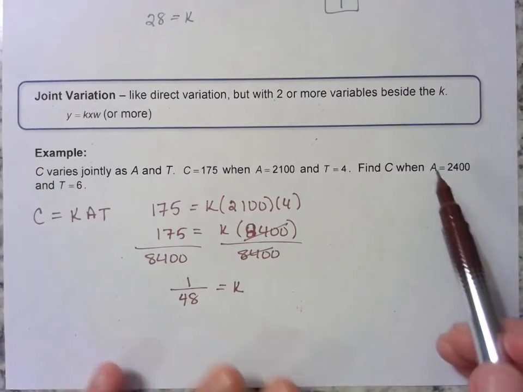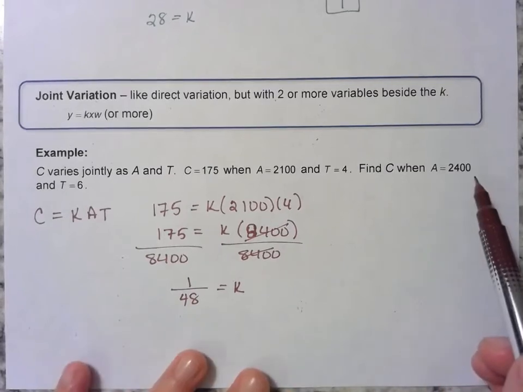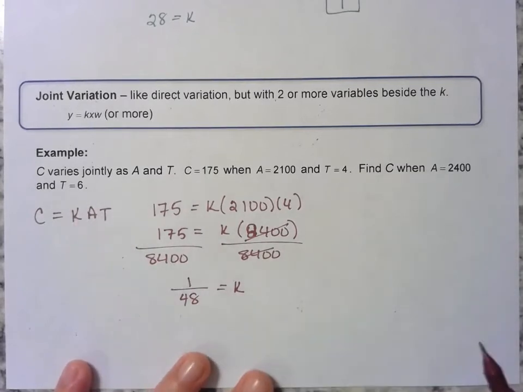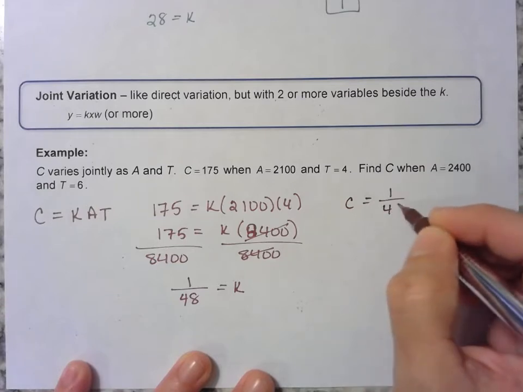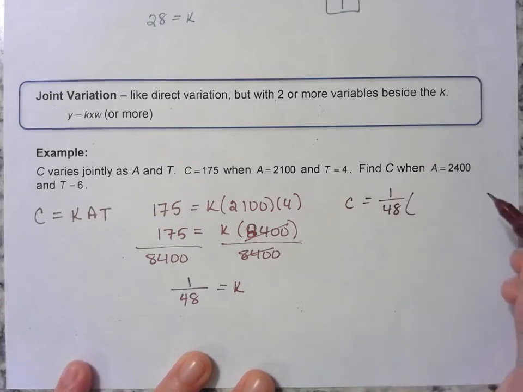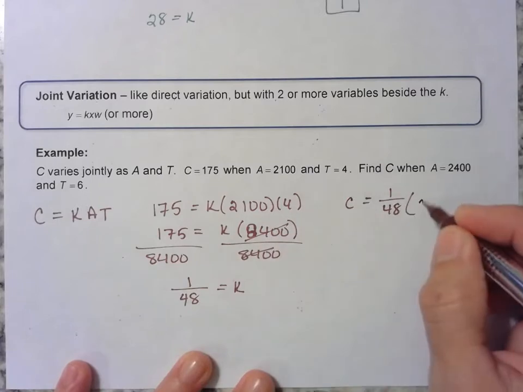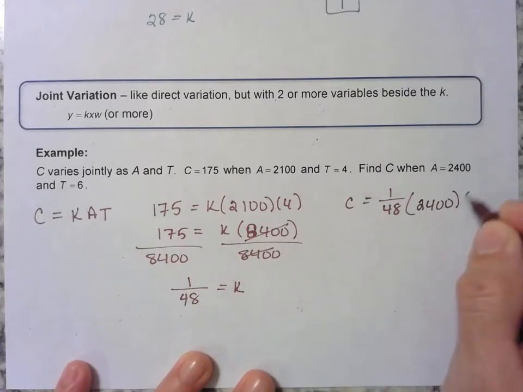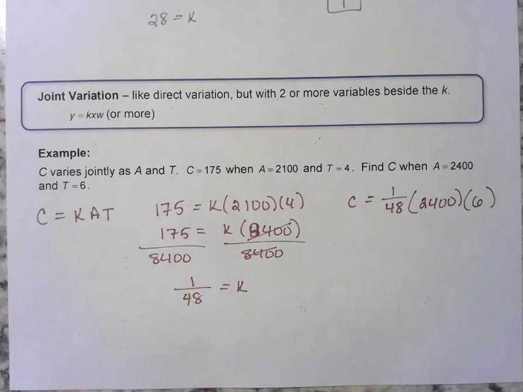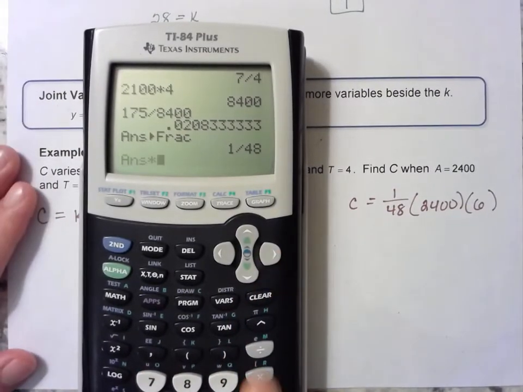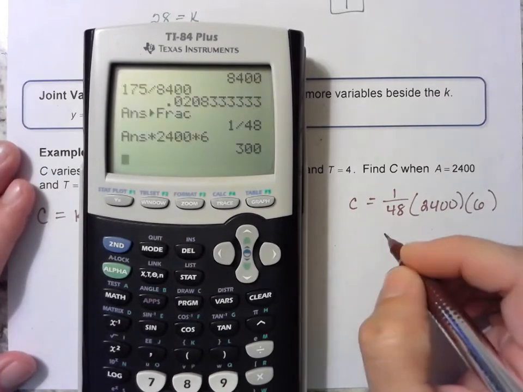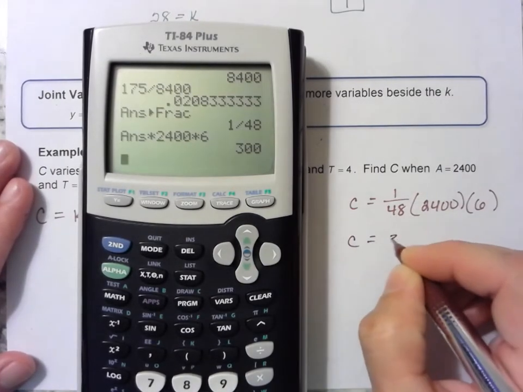It says find c when a is 2400 and t is 6. So c is equal to 1 over 48 times a times t. So we have 1 over 48 already times 2400 times 6. So c is going to be 300.